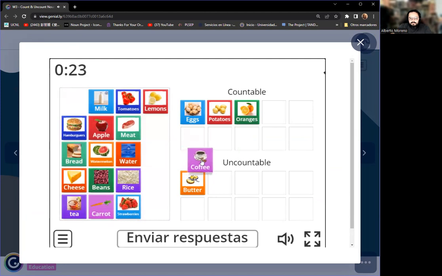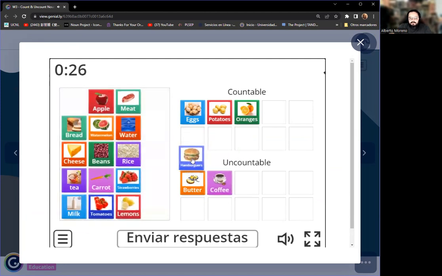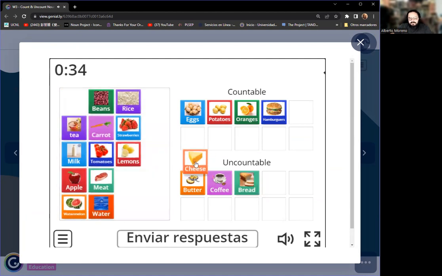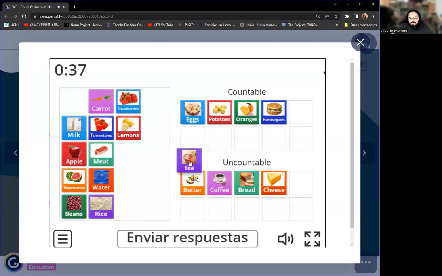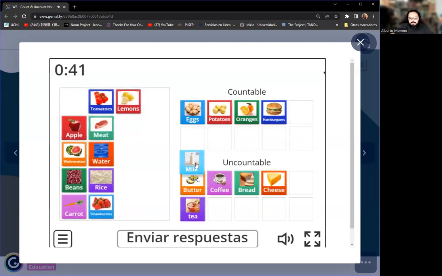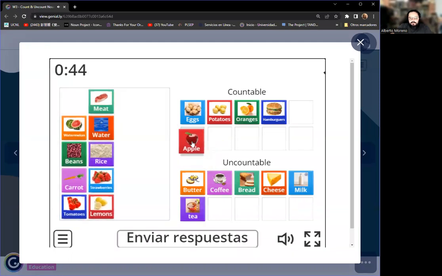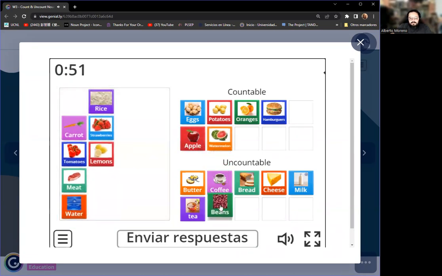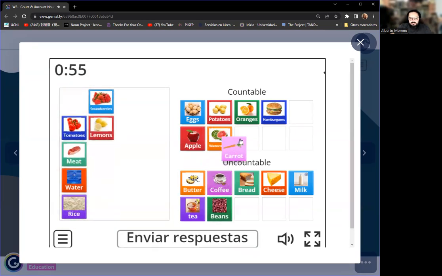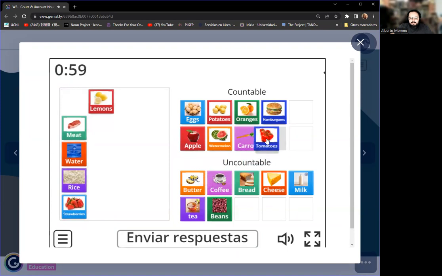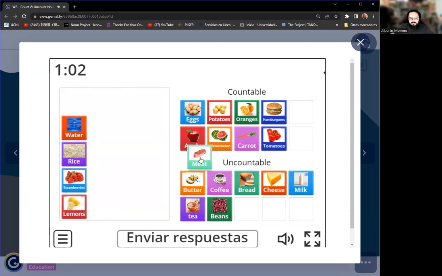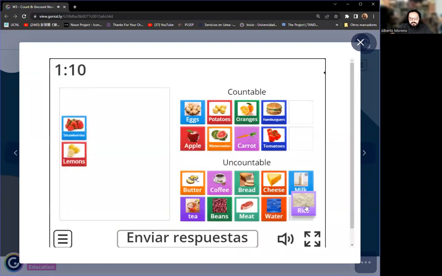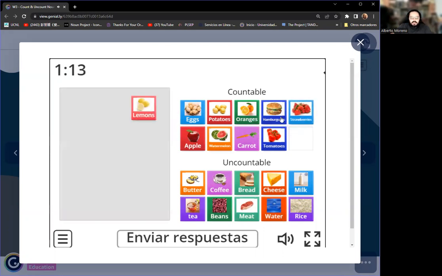Coffee, uncountable. Hamburgers, countable. Bread, countable. Cheese, uncountable. Tea, uncountable. Milk, uncountable. Apple, countable. Watermelon, countable. Beans, uncountable. Carrot, countable. Tomatoes, countable. Meat, uncountable. Water, uncountable. Rice, uncountable. Strawberries, countable. And lemons, countable.